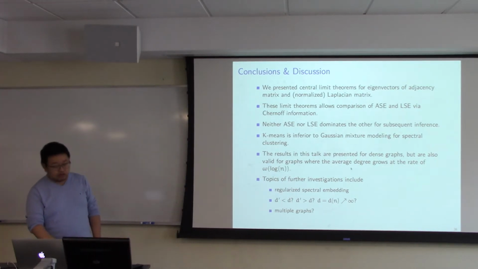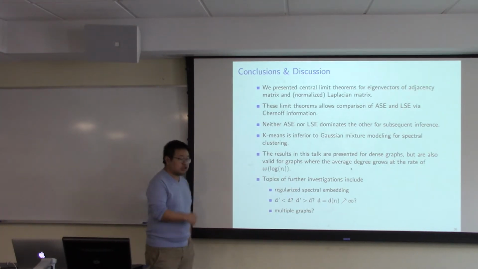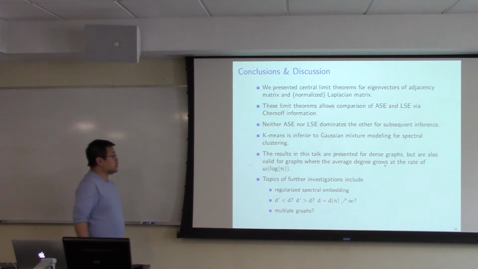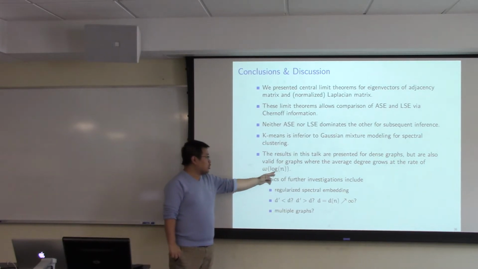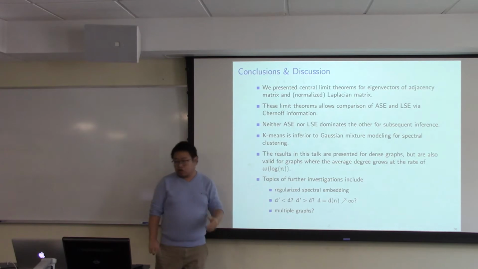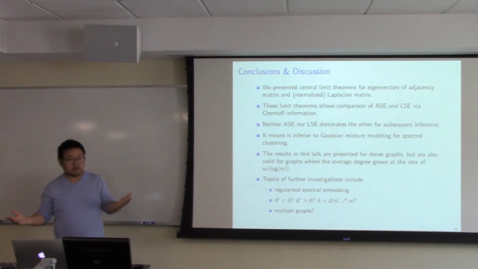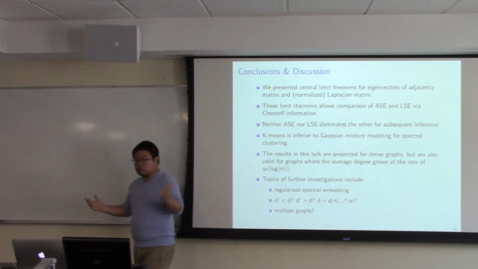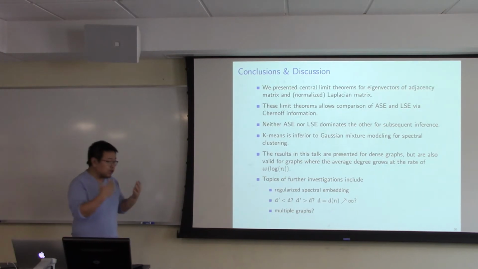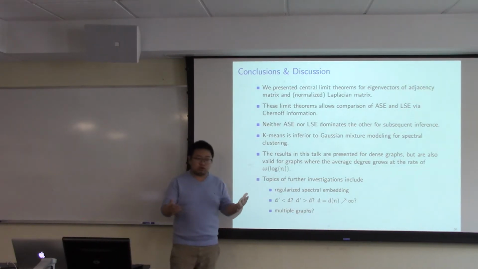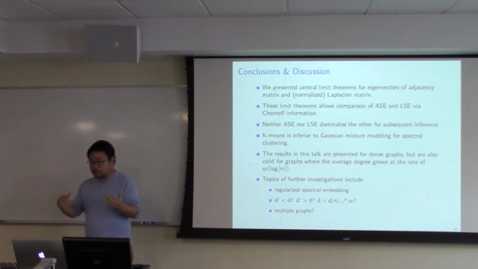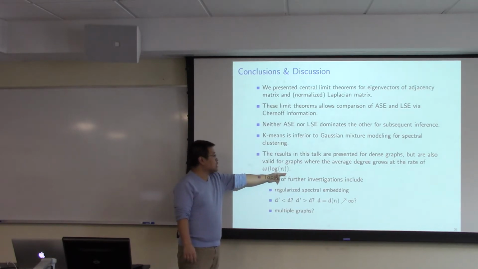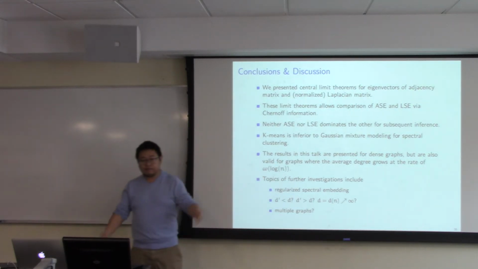So in this talk, I present the result only for graphs where the average degree grows at order n in the number of vertices, but the results are valid even when the average degree grows at a rate faster than logarithmic n. We cannot go to constant. The average degree cannot be constant because then the adjacency matrix no longer concentrates. So naive spectral embedding does not work. You have to do some additional regularization by adding things to the diagonal and so on, which is much more complicated. So in the regime for which spectral embedding works, our results are valid.